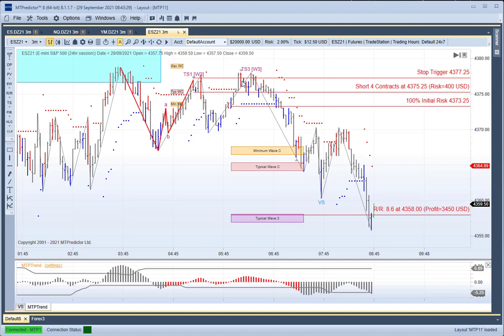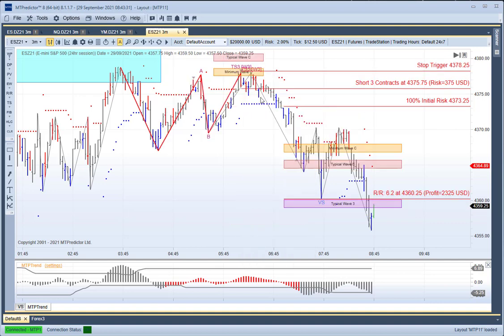Then we had another setup come in here, which would have produced a profit, but more importantly, that profit was just over 6 times the initial risk. So hopefully a good example of MTPredictor in action on the ES earlier today.